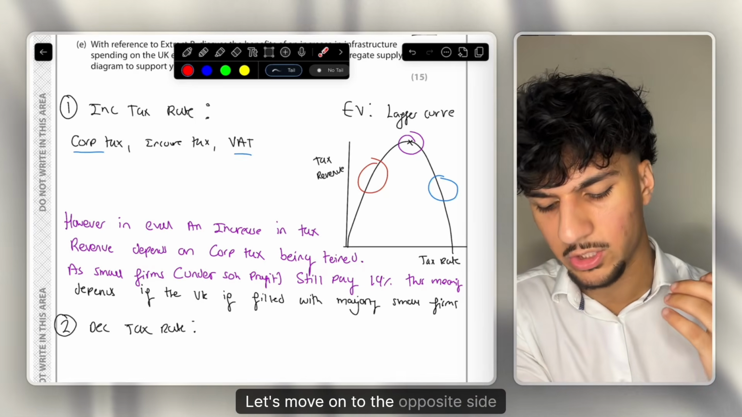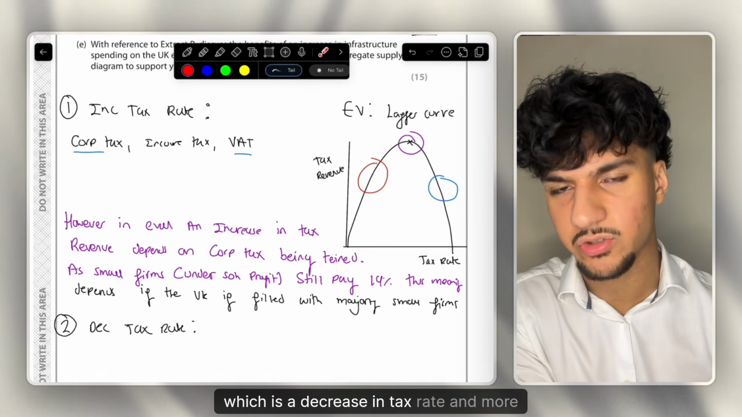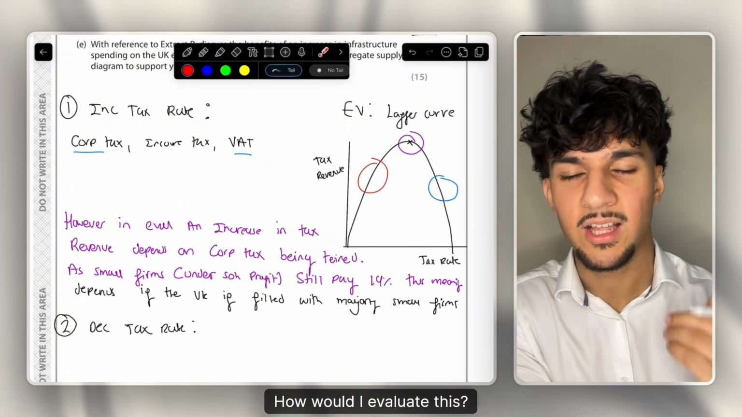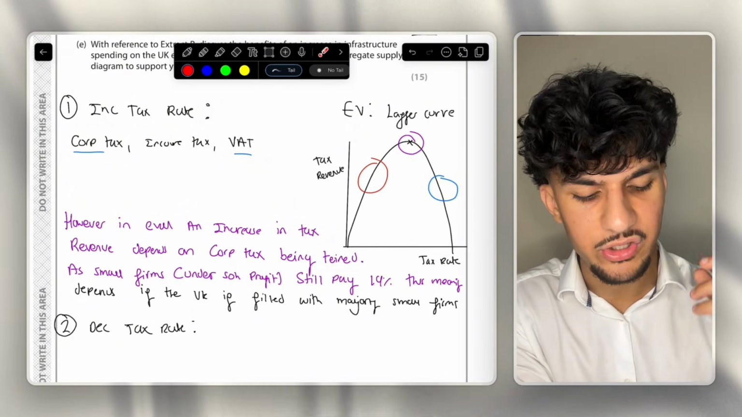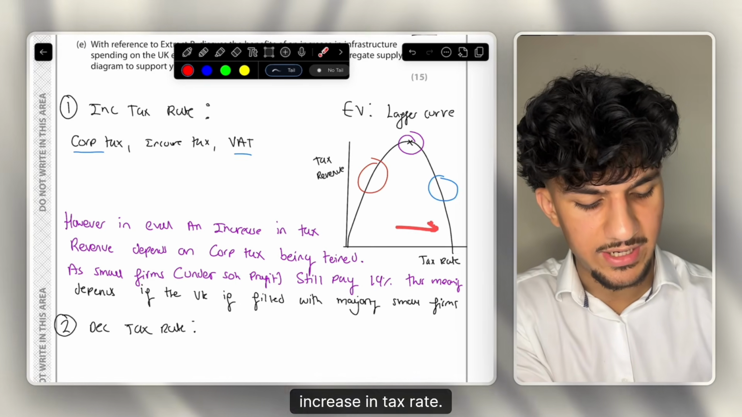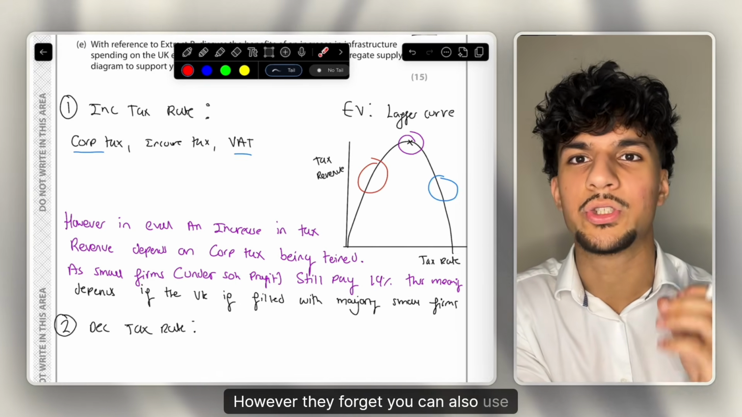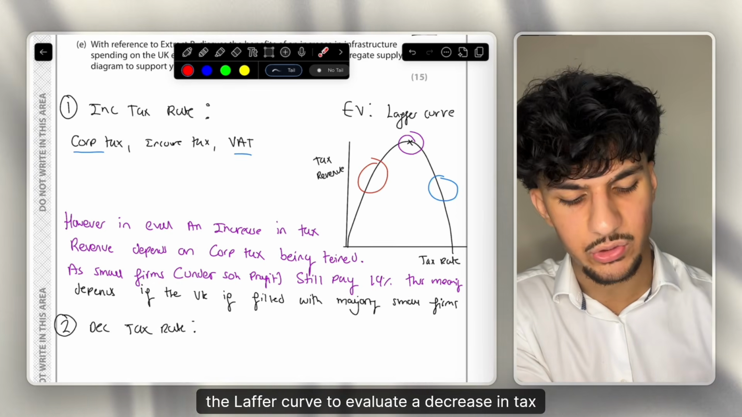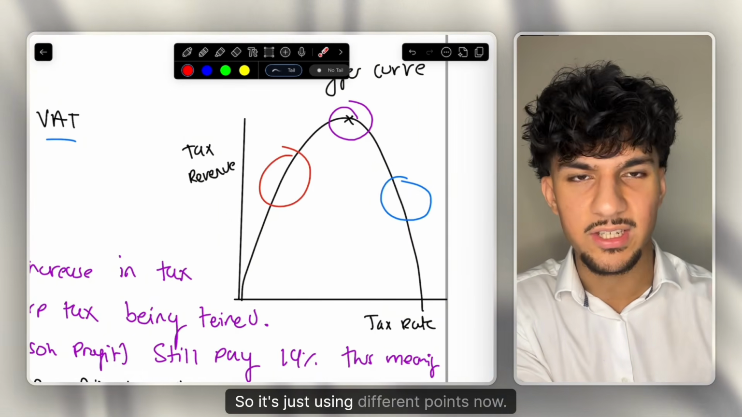Let's move on to the opposite side, which is a decrease in tax rate, and more specifically, a decrease in corporation tax. How would I evaluate this? And this is a classic mistake students make. Students will always use the Laffer curve for an increase in tax rate. However, they forget you can also use the Laffer curve to evaluate a decrease in tax rate. And how can we show that? It's just using different points now.